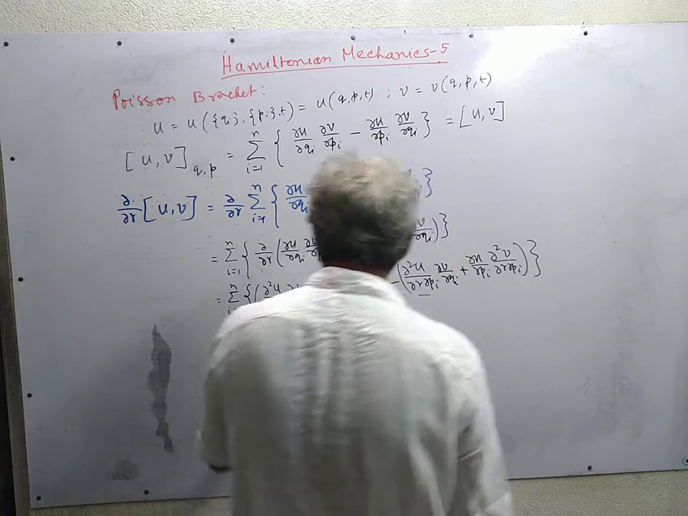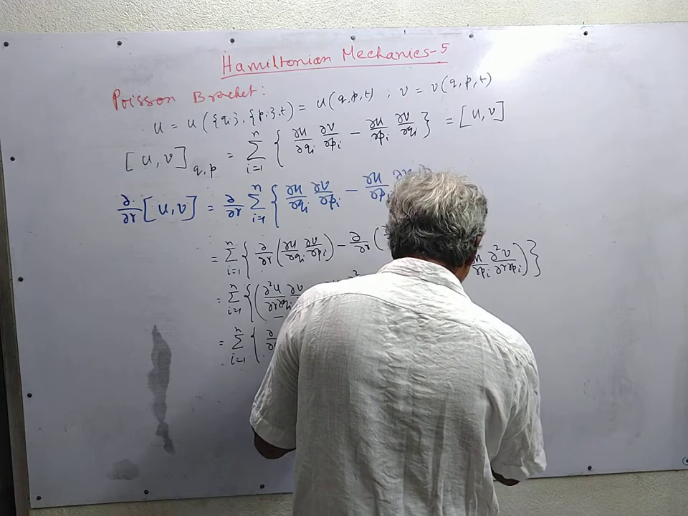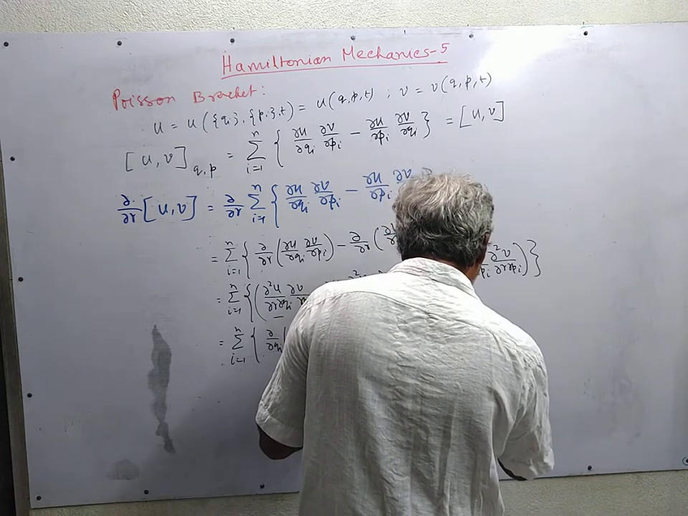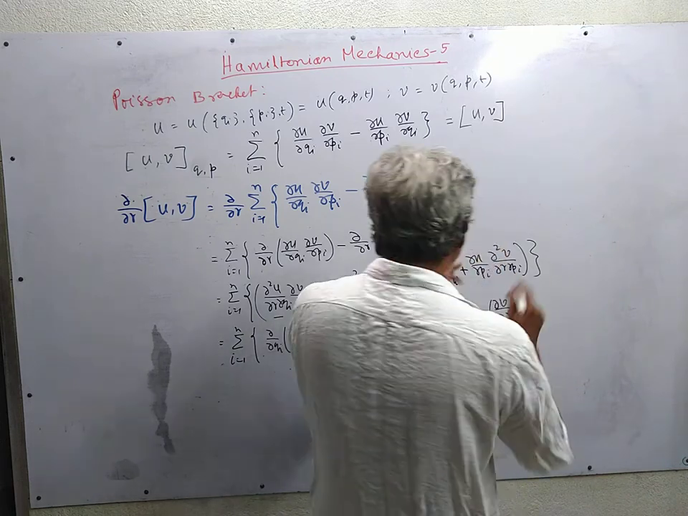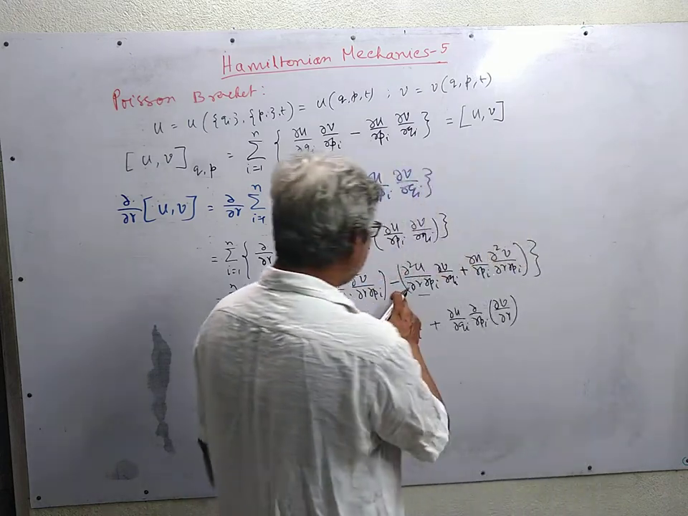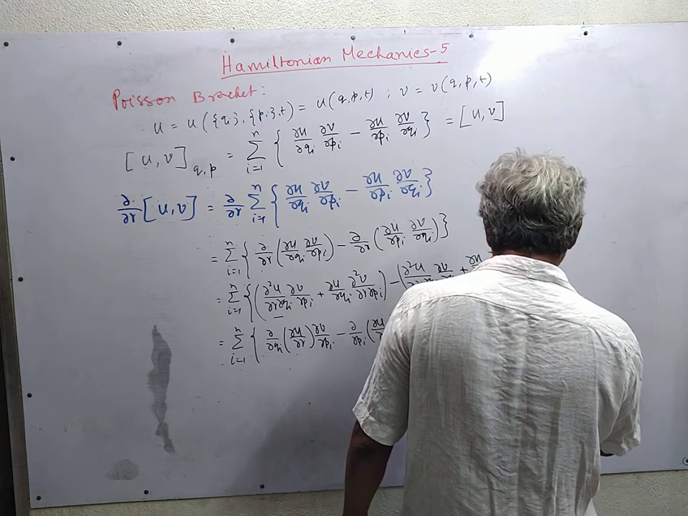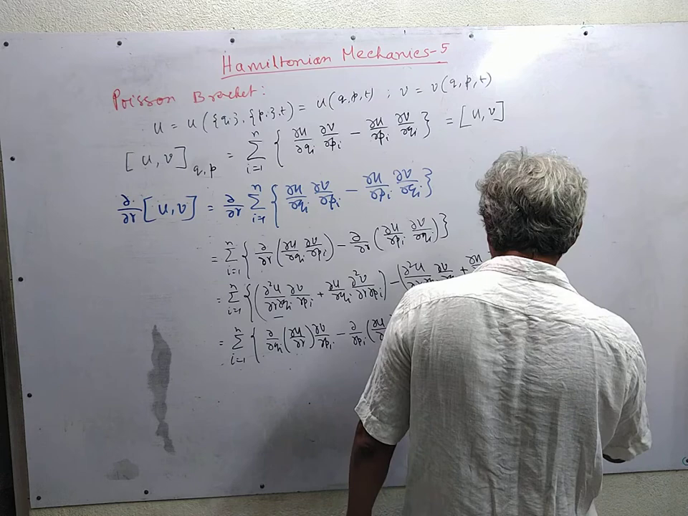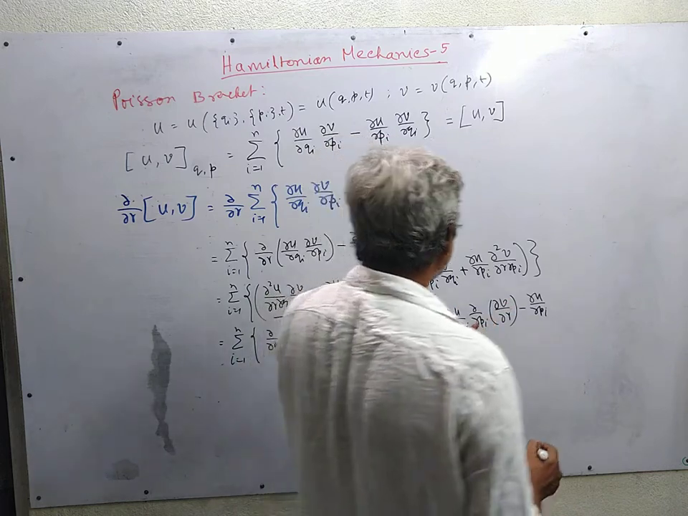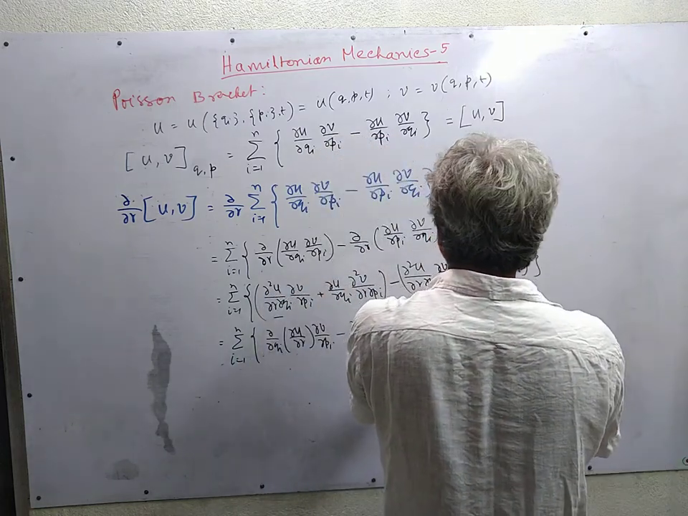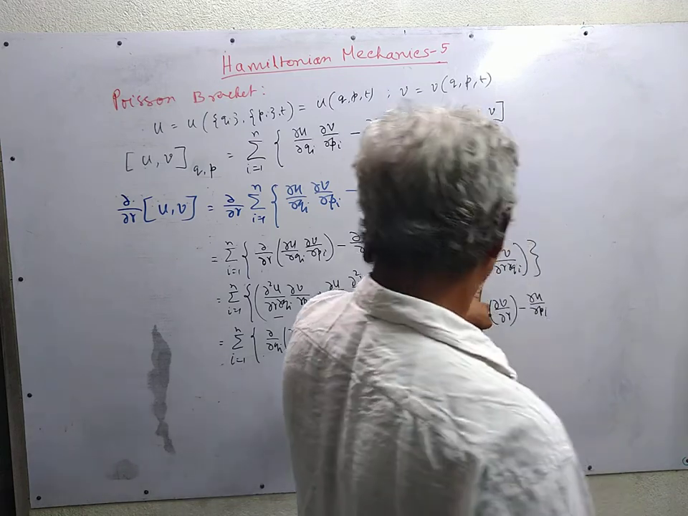Plus there are two terms here. This is del U del Qi, del del Pi operating on del V del R, and from this there will be a minus sign because there is a minus. This is del U del Pi, and this was Q, so this is Q. This was a mistake. Please make the correction.